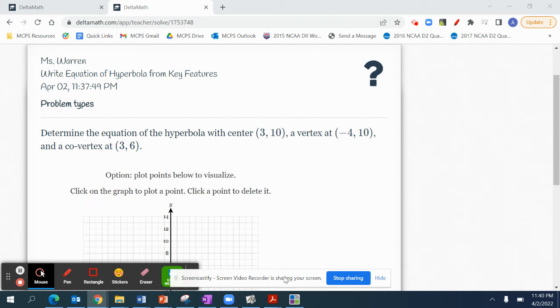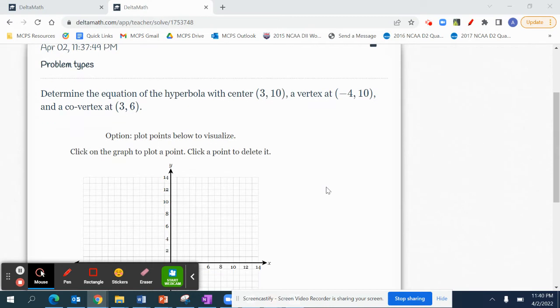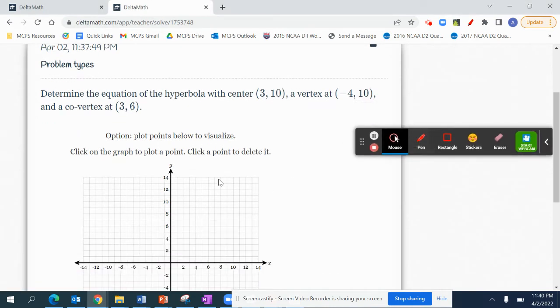Hey guys, I'm just making this real quick video to show you how to do some stuff with DeltaMath. I'm going to start with the problem type for writing the whole equation, mostly because I want to make sure you understand how to actually type that in once you're done with it. So DeltaMath has this cool feature where I can go ahead and plot the points that I want to in order to help me. So I'm going to use that.